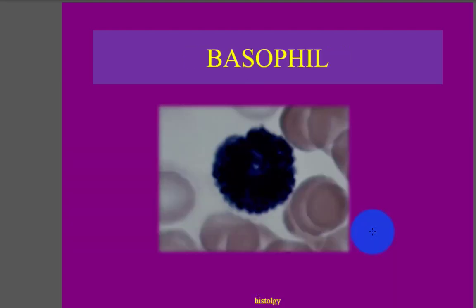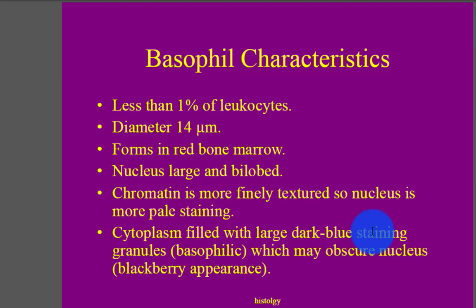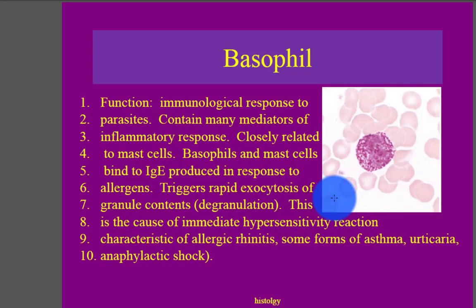This is the basophil. Basophil characteristics: less than 1% of the leukocytes, diameter 10 to 14 micrometers, formed in red bone marrow. The nucleus is large and bilobed. Chromatin is more finely structured, so the nucleus is paler staining. Cytoplasm is filled with large dark blue staining granules, which may obscure the nucleus, giving a blackberry appearance.